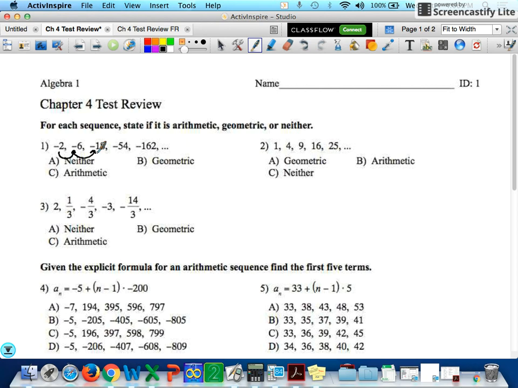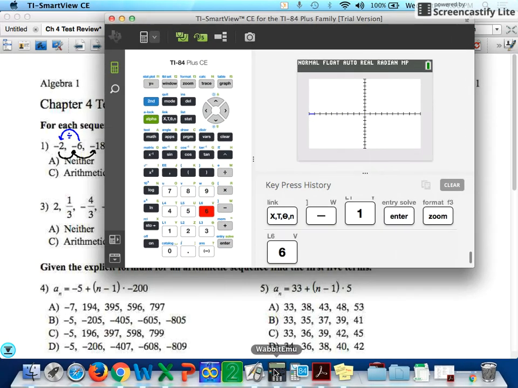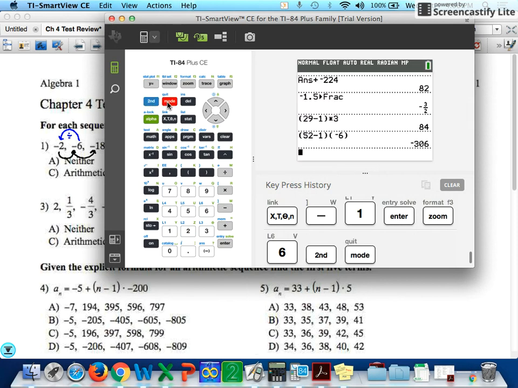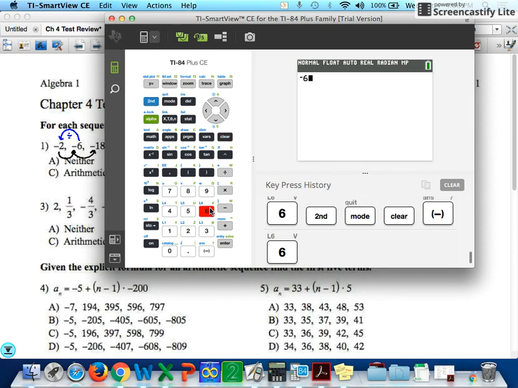Okay. On these, for a lot of them, it's pretty straightforward. For example, on this one, I can see that I'm multiplying by 3 every step of the way, which tells me it's geometric. If you weren't sure, remember, you can always try to work the problem backwards. You can say, okay, I think I multiplied to get from here to here, so let's try dividing our second and our first term and see what happens. So when I do that, I'm doing -6 divided by -2. I hit enter, and it gives me a +3.